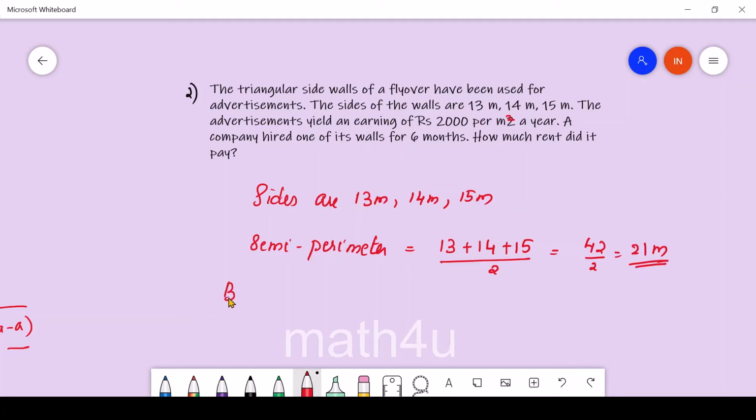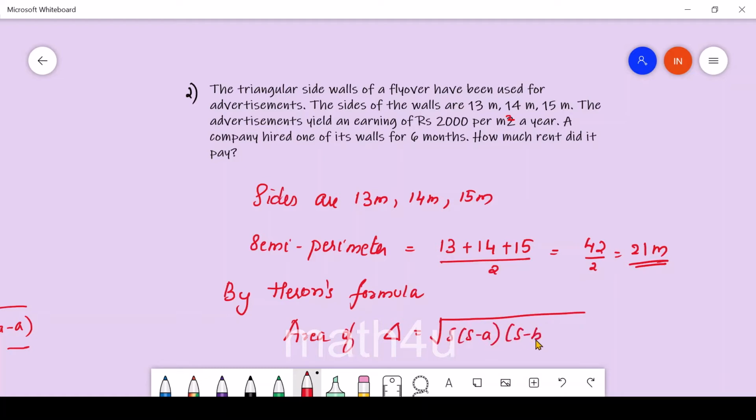Now, how can you find out the area by Heron's formula? Yes, by Heron's formula we can find out the area. The area of a triangle is equal to root of s into s minus a into s minus b into s minus c. Very good.